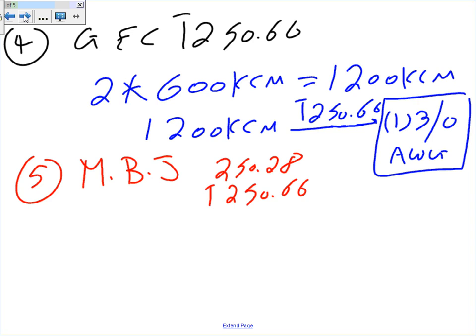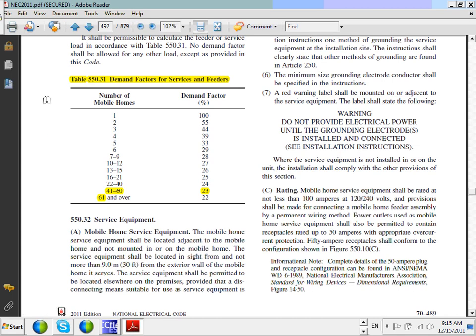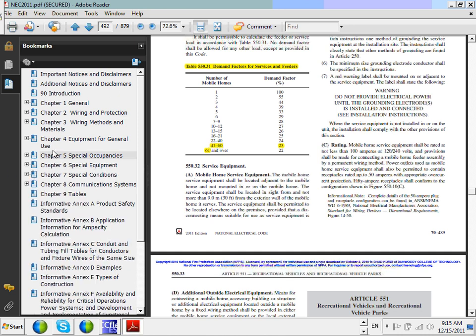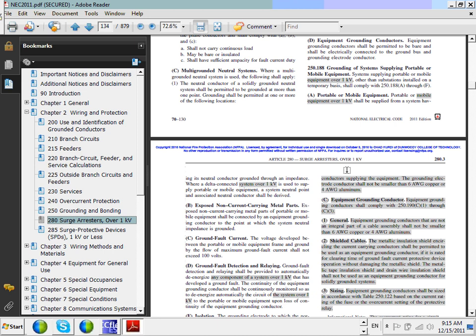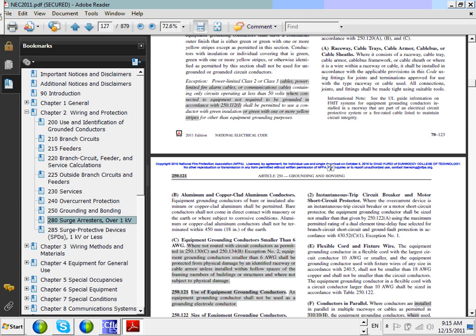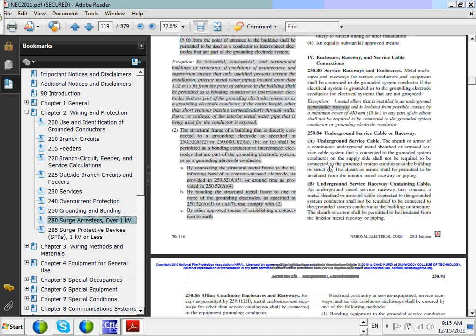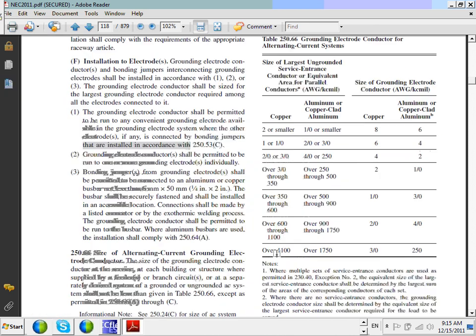Main bonding jumper. The main bonding jumper, guys. So main bonding jumper. So if you go to chapter 2, I'm going to go quick to 250. Actually, let's go to this side. Start from the back. 250, that's the grounding electrode conductor. Which page is that? 250.66. We're almost there. Here. Thank you. All right, so for the grounding electrode conductor, guys, it was so easy.